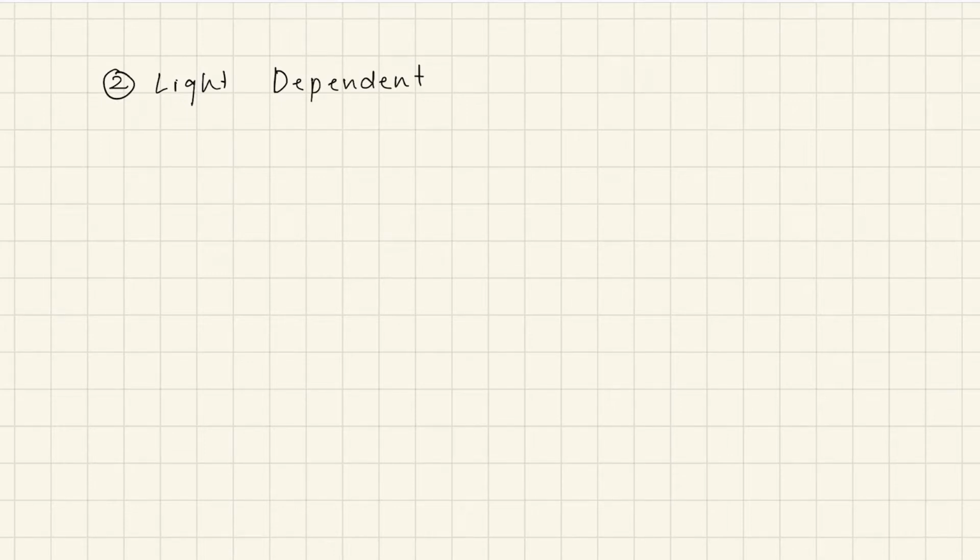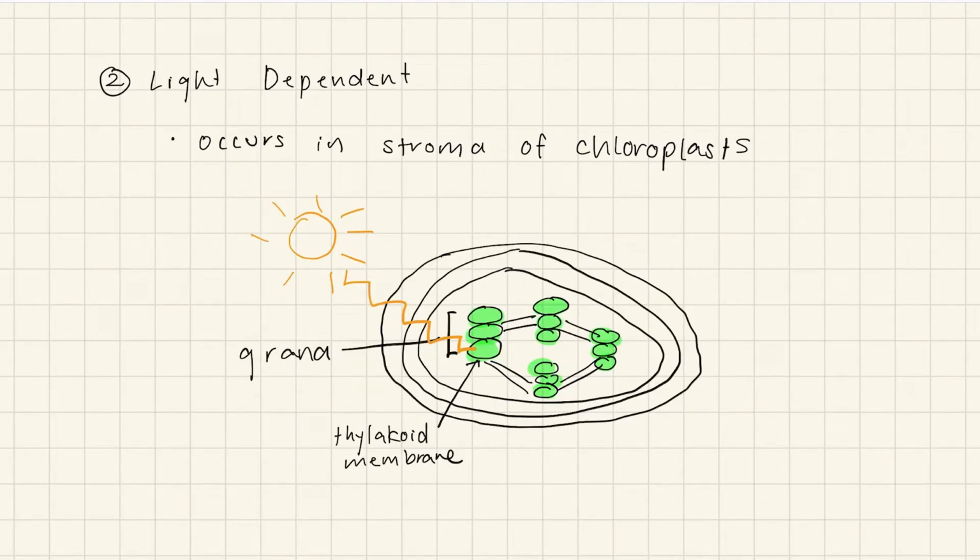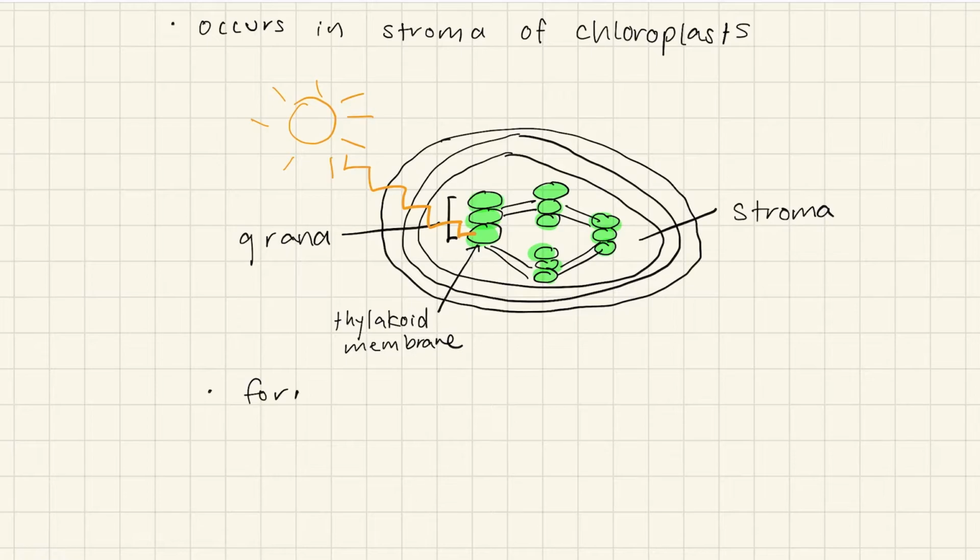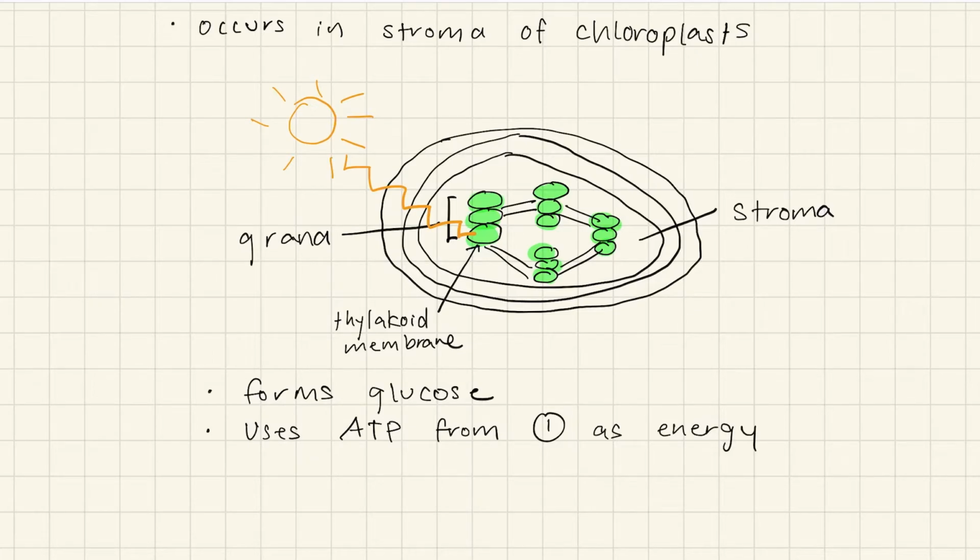So the second stage is the light-independent phase, and apologies for the error, it's meant to say light-independent. This occurs in the stroma of chloroplasts, and the second stage forms glucose and uses ATP from stage 1 as energy for this process. If you remember, glucose is one of the end products of photosynthesis.